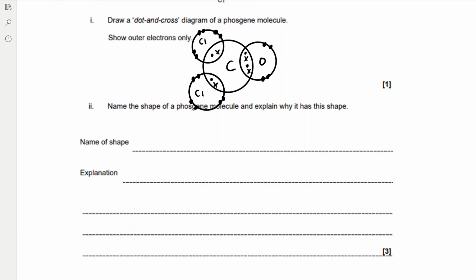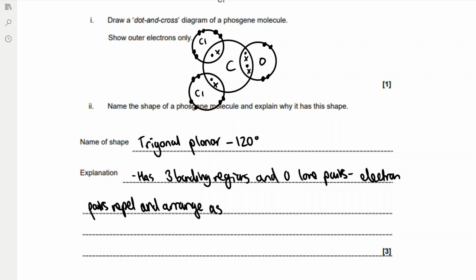Name the shape of a phosgene molecule and explain why it has this shape. So we can see that the carbon atom, which is the central atom in the molecule, so all the other atoms are bonded to the carbon atom, has 3 bonding regions. So we count this double bond as just one bonding region. So that's a trigonal planar shape, so it has no lone pairs and 3 bonding pairs. So the whole reason for the shape of molecules is electron pair repulsion theory.